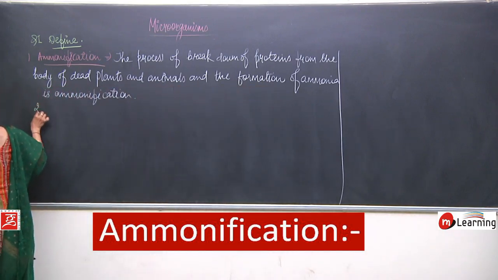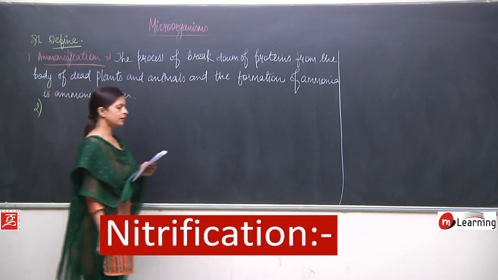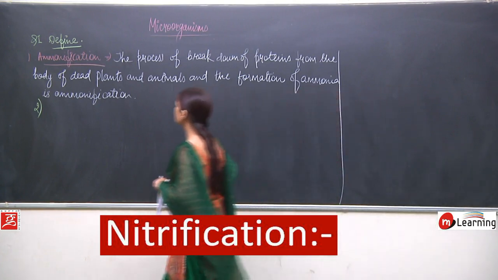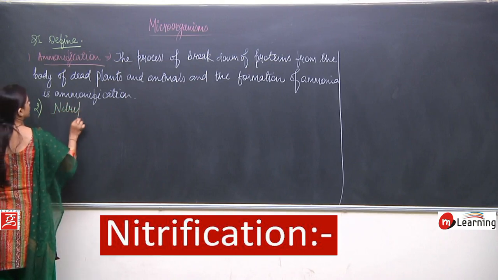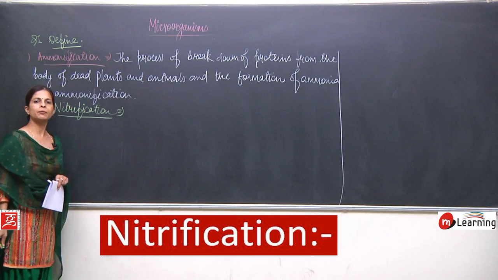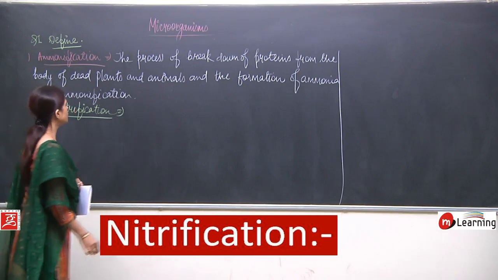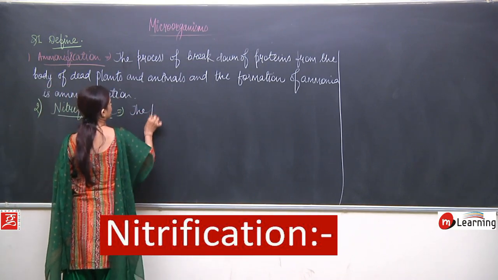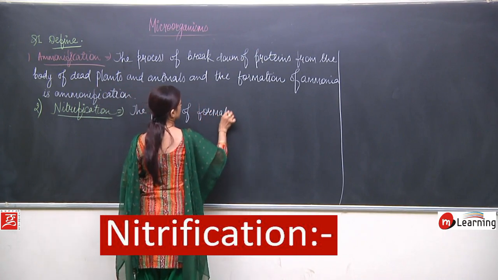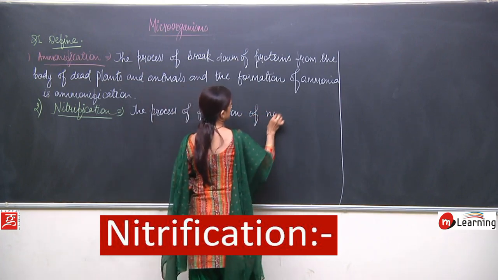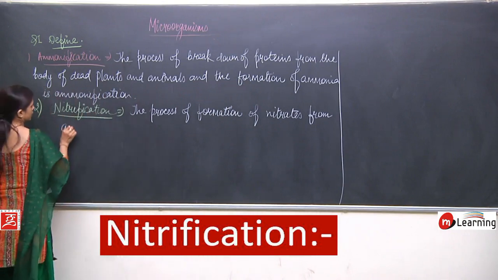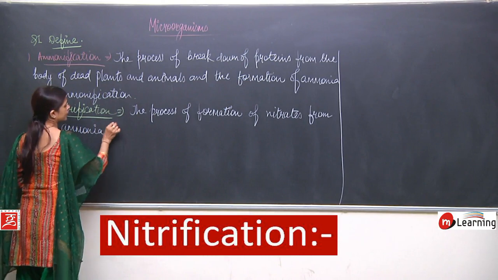The second is nitrification. We have done this also. How can we define nitrification? First of all, I will write the term nitrification. What is ammonification? The formation of ammonia from the proteins. And what is nitrification? The process of formation of nitrates from ammonia is nitrification.